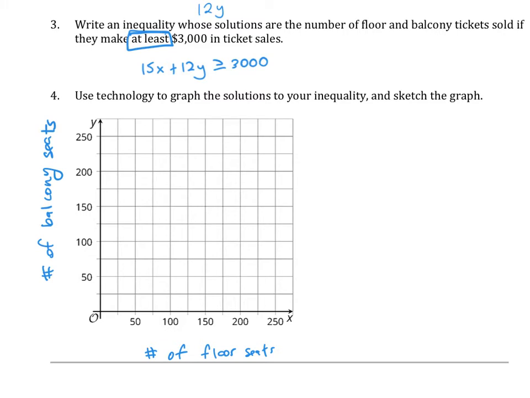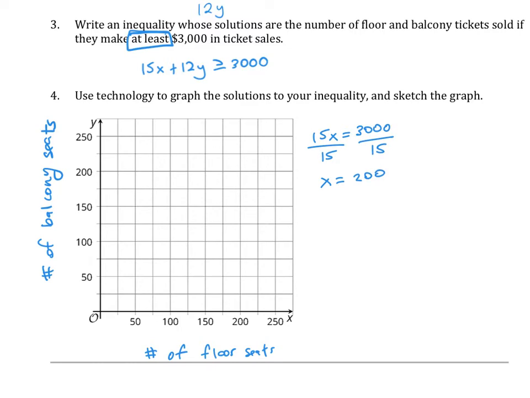To graph this, it's probably easiest if we find the x and y intercepts. To find the x intercept, I'm going to plug 0 in for y and then solve for x. So when I plug in 0 for y, I end up with 15x, and I'm using the equation version just so that I can calculate that x intercept. I divide both sides by 15, and I get x equals 200.